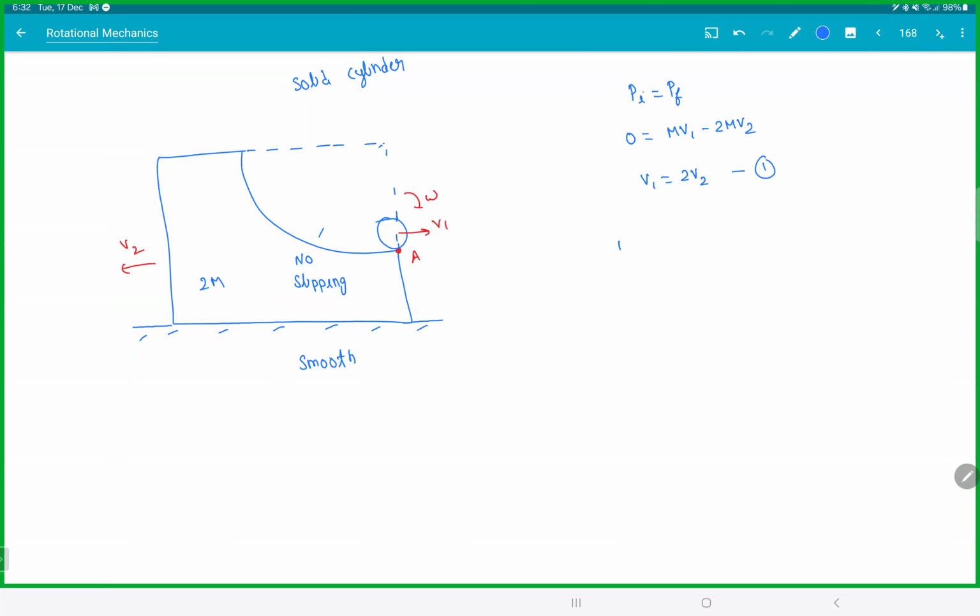Conservation of energy. mgR is equal to half mV1 square plus half 2m. There is also rolling motion now, half I omega square, this is for the ball, plus for the wedge half 2m V2 square. This is equation 2. Where will I get equation 3 from?